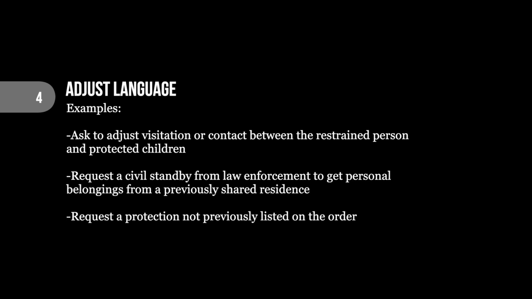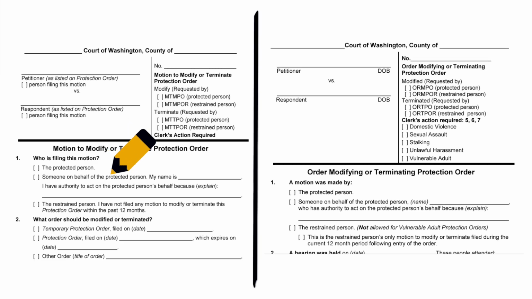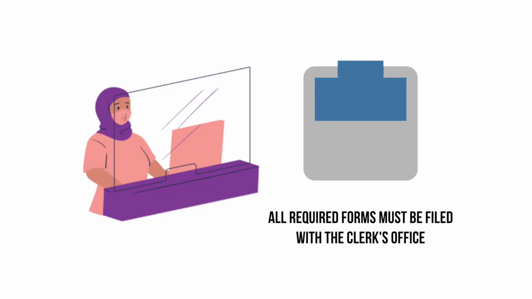You may request to add clarifying language to the protection order or for increased protections for children. There are many reasons to modify. You'll just need to explain why you need a modification and what the modifications should be. You will need to complete a motion to modify or terminate and the order to modify or terminate. One is your request to the court, and the other is a proposed order you want the judge to sign. These forms, as well as the law enforcement confidential form, must be filed with the clerk.